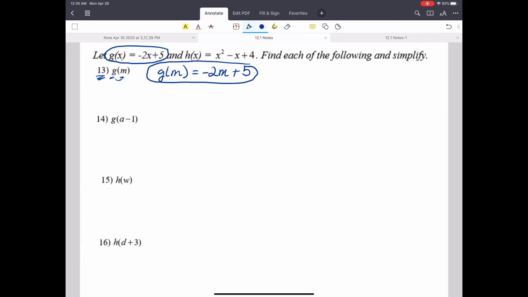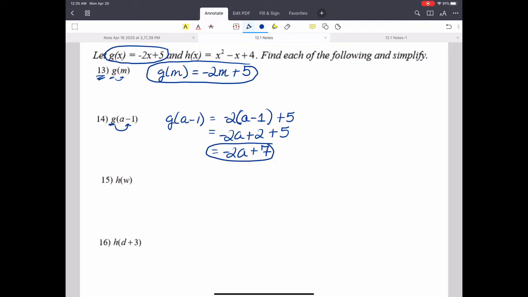For this one, we're going to take the g function and put in a minus 1 wherever we see an x. So the g function of a minus 1 is going to equal -2 times, instead of writing x, we're going to write a minus 1 in its place, plus 5. Now this can be simplified a little bit, so you get -2a plus 2 plus 5, and then you combine like terms.